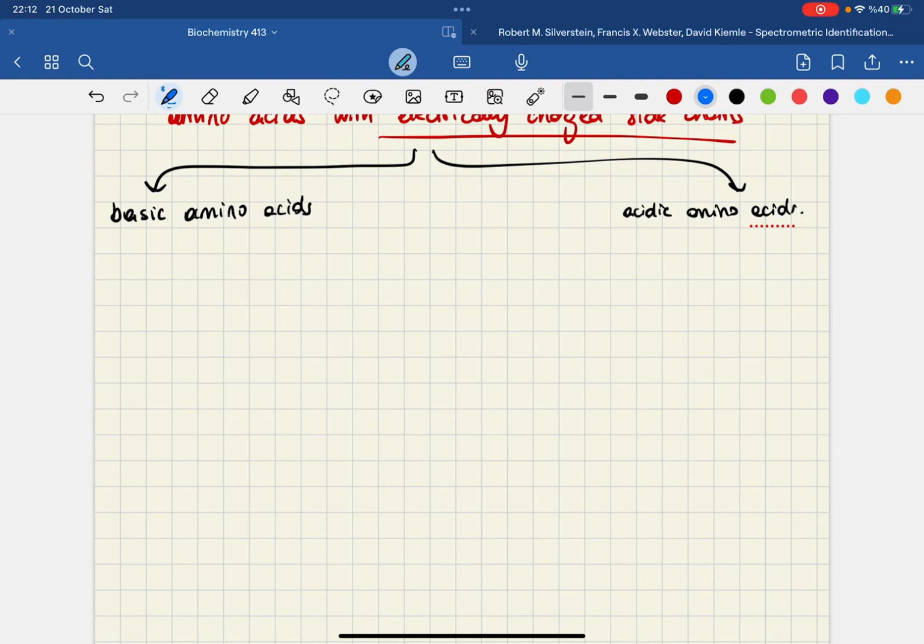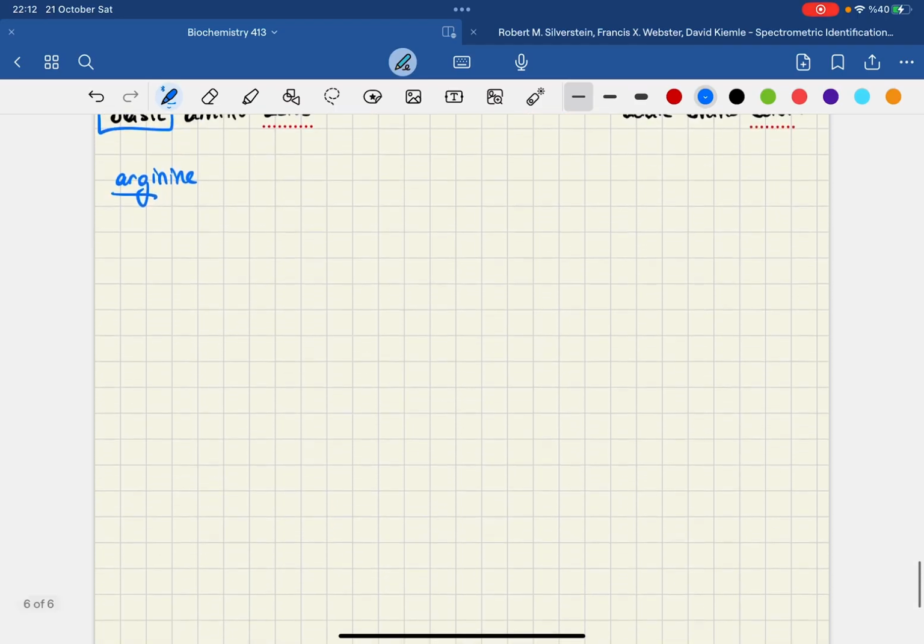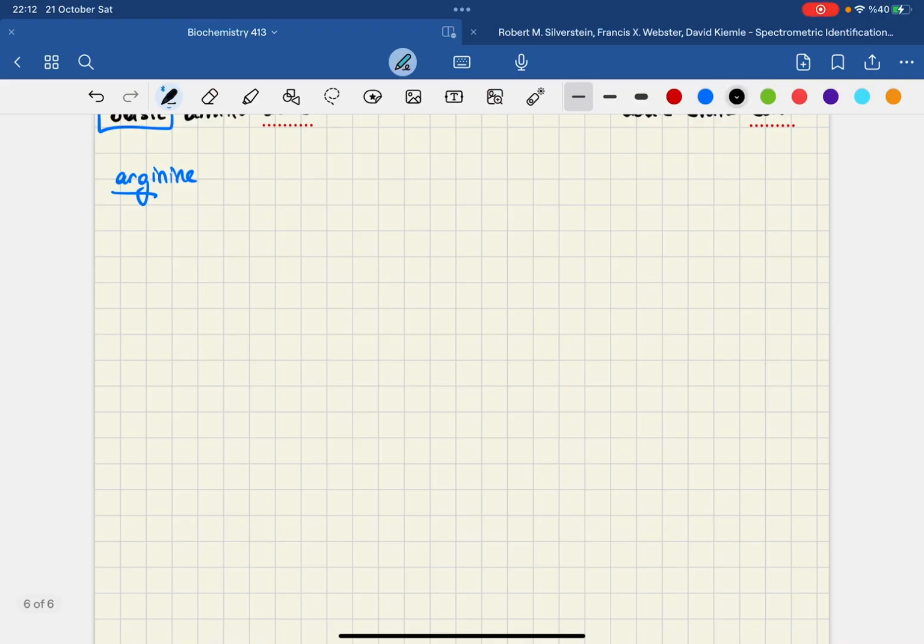First of all, we have the basic ones, basic amino acids, and then I will write, we have the arginine, like argentum means silver, and then you can imagine it's like a silvery structure, even though it's not. I just made it up in order for you to memorize it better.